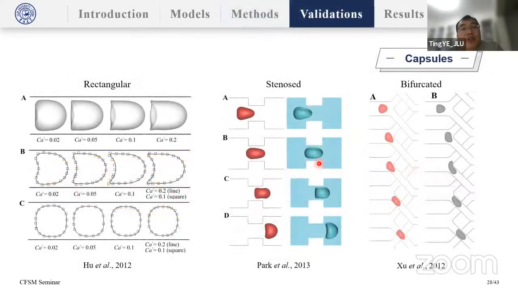Okay, next we also have some validation studies. First, we simulate the behavior of a capsule. For example, the deformation of a capsule in rectangular, stenosed, and bifurcated tubes. In the rectangular case, this is a 3D view, this is a horizontal cross section, and this is a vertical cross section. The solid line is our result. In the stenosed and bifurcated cases, this is our result, and this is also our result. We can find the capsule shapes are close to those in other works.